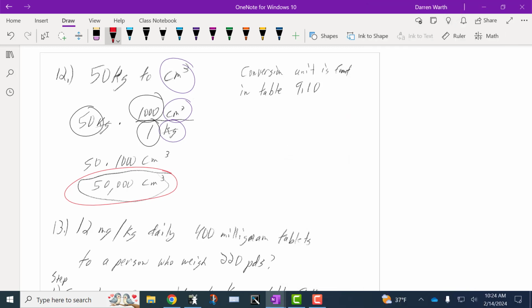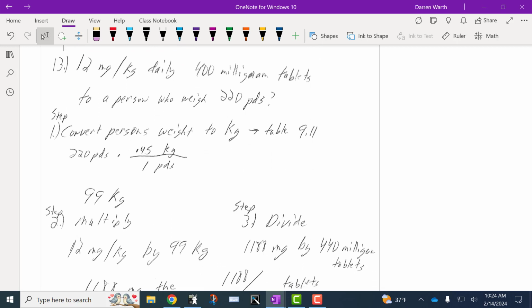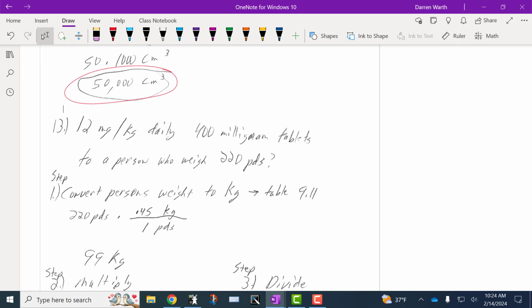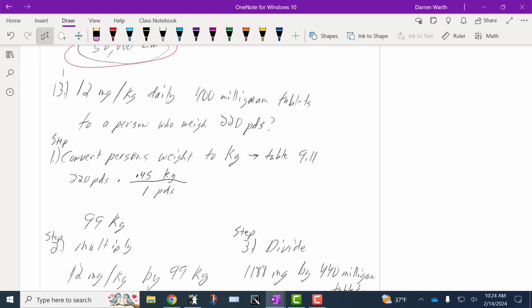Now number 13. The problem says, convert the given measure of water to the unit indicated using table 9.1. So number 13 says the prescribed dosage of a drug is 12 milligrams per kilogram daily. How many 400 milligram tablets should be given each day to a patient who weighs 220 pounds?